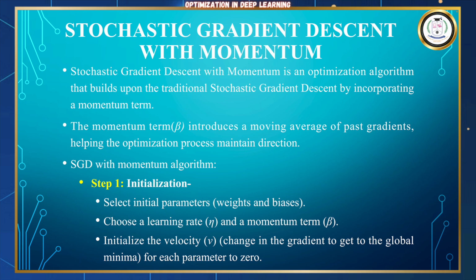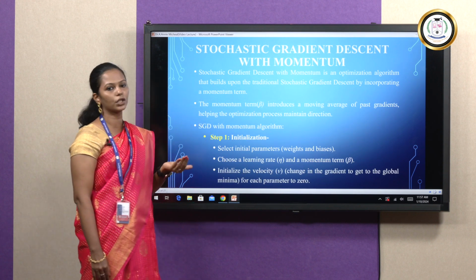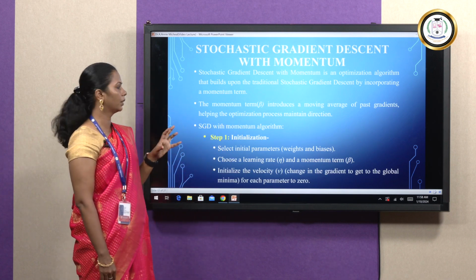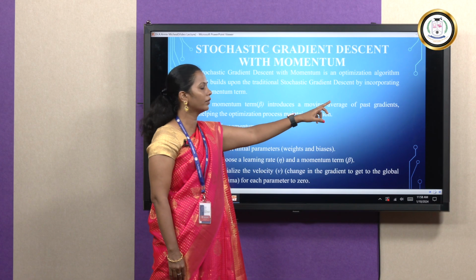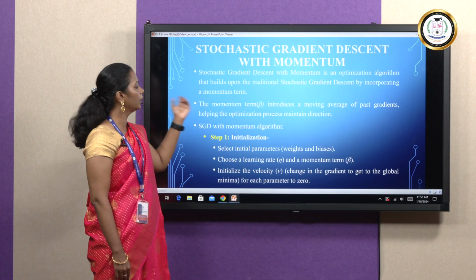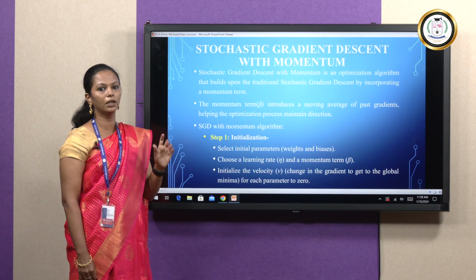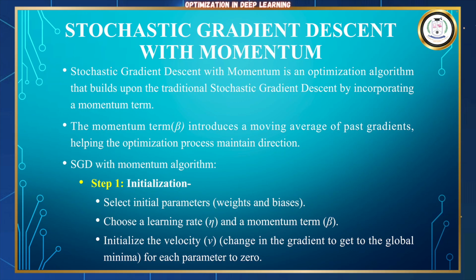So next is your stochastic gradient descent with momentum. Stochastic gradient descent with momentum is an optimization algorithm which is built on stochastic gradient descent by incorporating a momentum term. Here we are going to add an additional momentum term, which is nothing but the moving average of your past gradients. This helps the optimization process to maintain its direction. So what happens when we introduce this momentum term? The algorithm path to reach the local minima will be less noisy than stochastic gradient descent. So this is the algorithm for it.